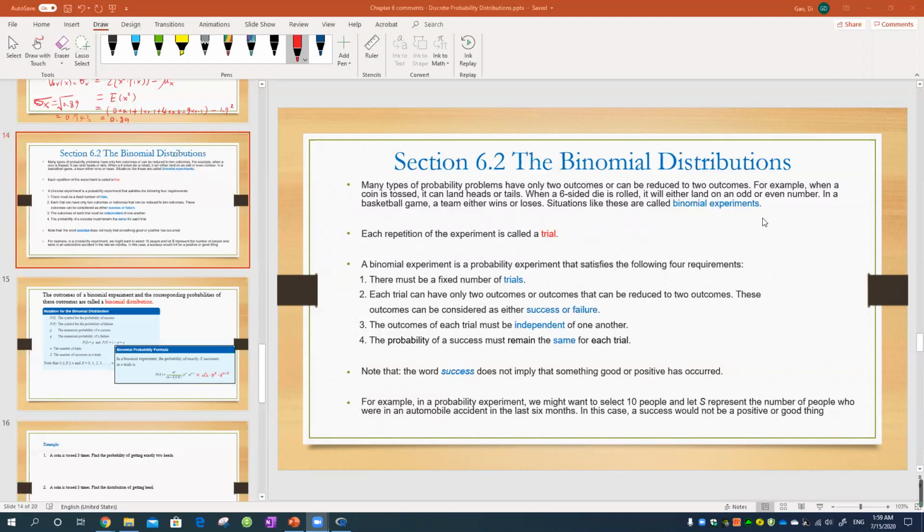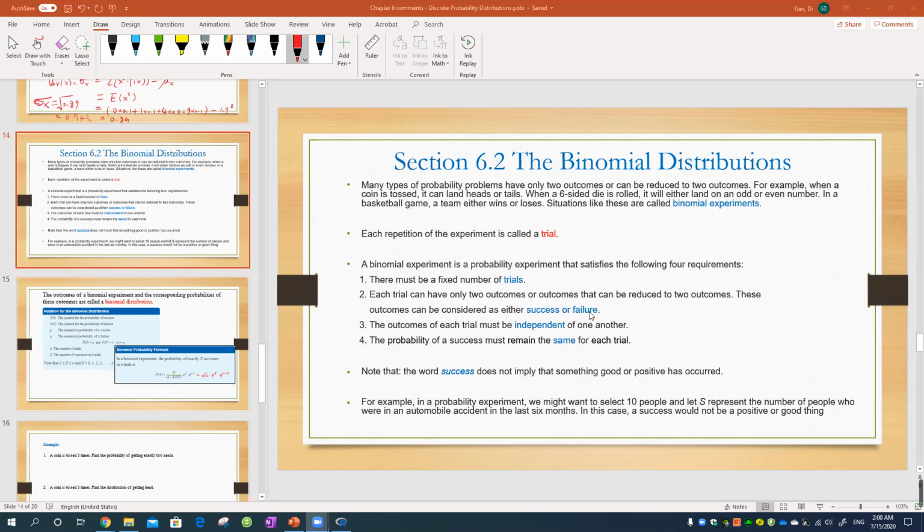In this case, we reduce to two outcomes. In a basketball game, a team either wins or loses. Situations like these are called binomial experiments. And we say each repeat of the experiment is a trial. We have some requirements, basically 4 requirements for a binomial experiment.